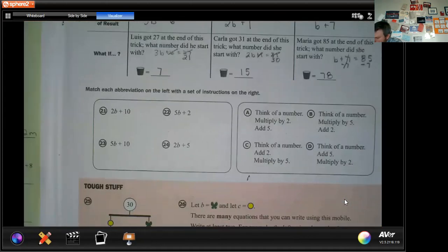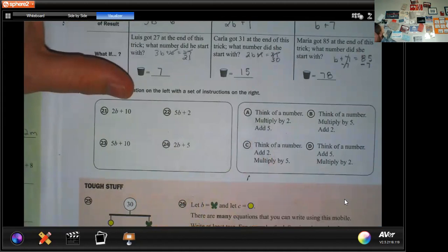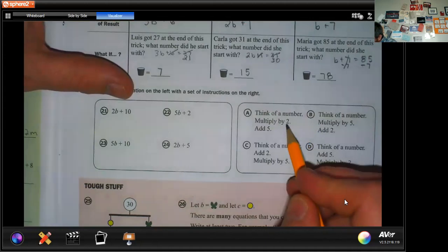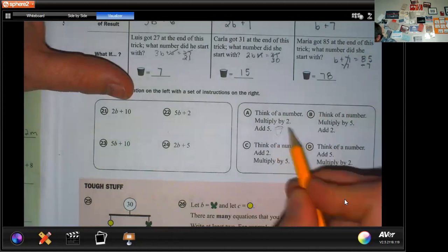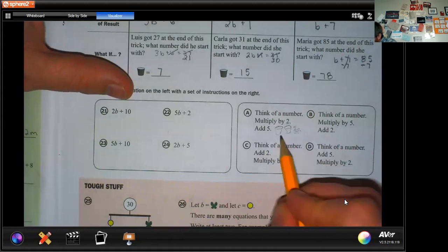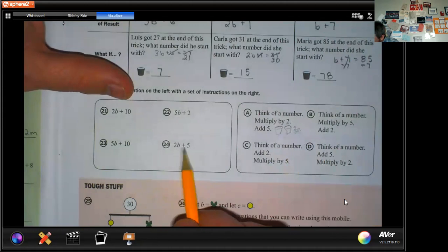Match each of the abbreviations on the left with a set of instructions on the right. Okay, so we may have to draw some pictures here of what these are. So think of a number, multiply by 2, and add 5. So if I think of a number, if I multiply that by 2, then I get 2 buckets. And then if I add 5, I get 5 marbles. So there's one that has 2 buckets and 5 marbles. Looks like 24, 2 buckets, 5 marbles. So we're going to put an A there.